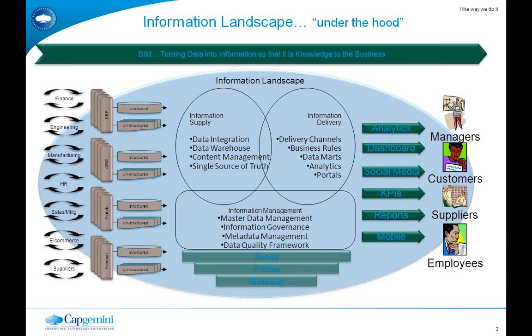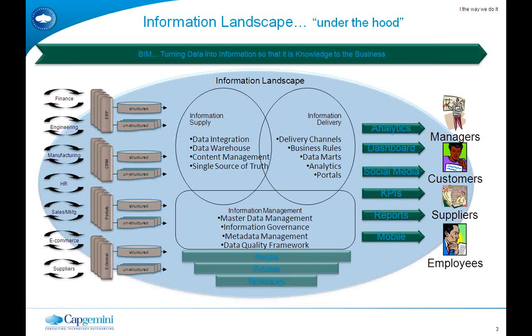The left side is the business processes supported by the applications for each of those business organizations and processes, and then ultimately coming into the information landscape with their data from the information supply bubble on the top left, which would encompass things such as data integration, data warehousing, content management, and house the single version or single source of the truth type applications. And on the right, the information delivery bubble, which is our delivery channels and data marts, analytics, and portals that is giving the sufficient and appropriate data to the users, the customers, and those who are going to be utilizing the data.